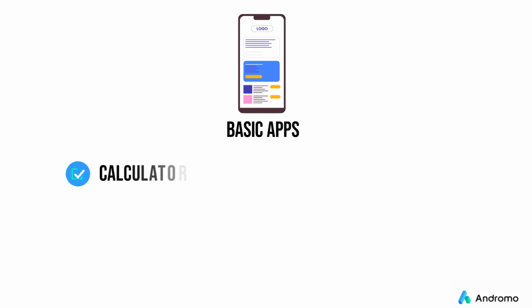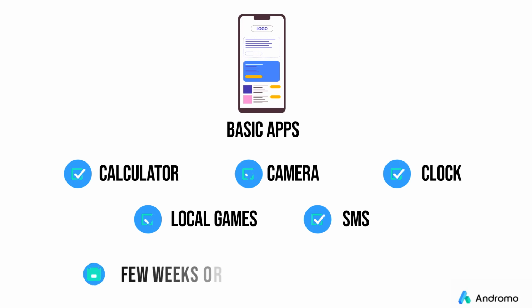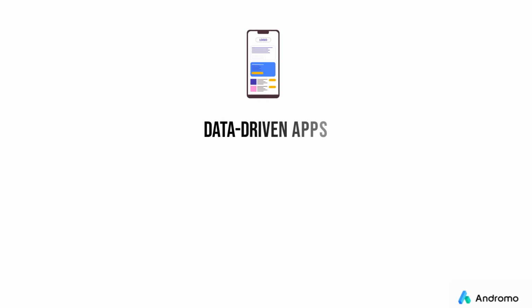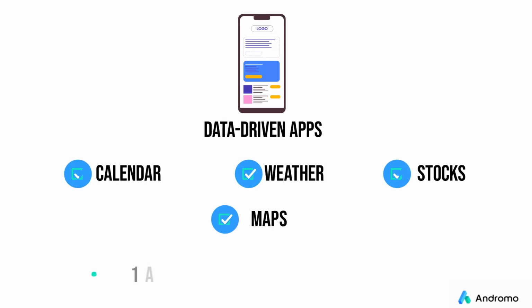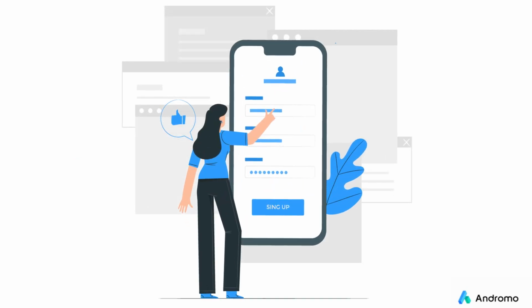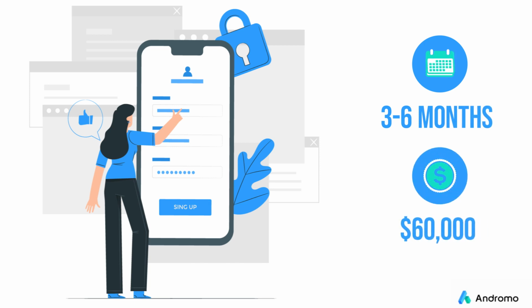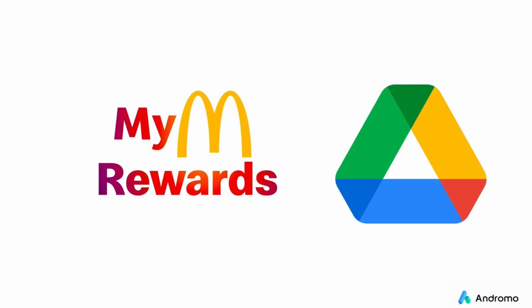Basic apps like calculator, camera, clock, local games, and SMS can take as little as a few weeks or months to make and cost less than $15,000. Like many other data-driven apps such as calendar, weather, stocks, maps, a simple app such as this can take between 1 and 2 months to complete and costs over $15,000. Apps such as authentication need login to function, so they take roughly 3 to 6 months to develop and cost around $60,000. Such apps are similar to McDonald's loyalty program and Google Drive.